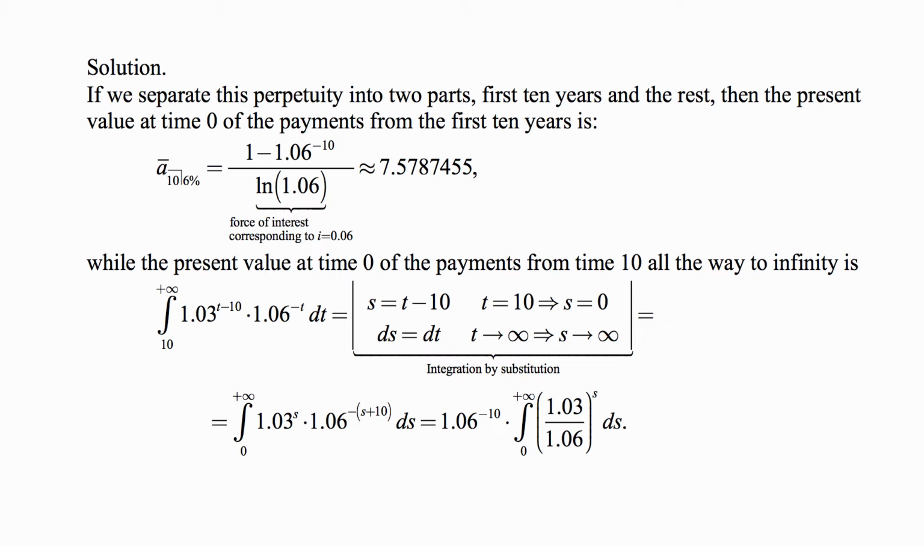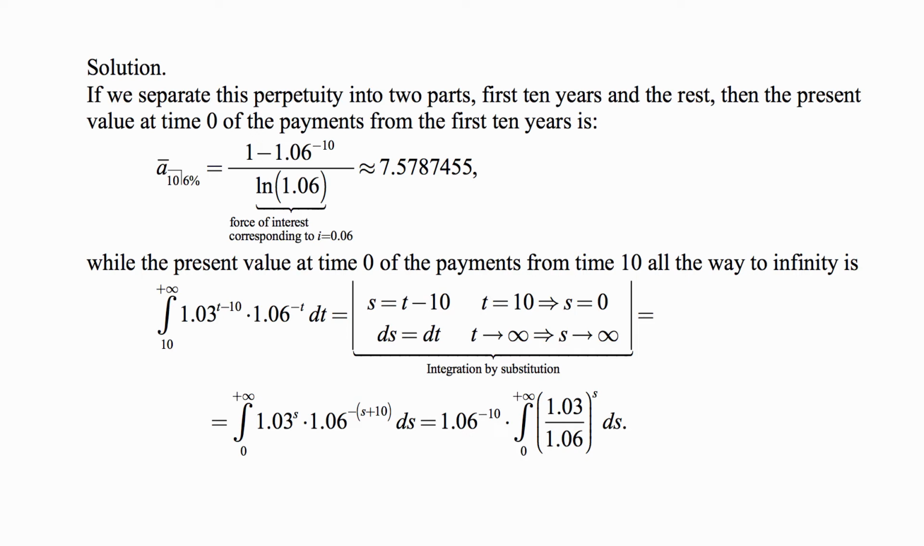So 1 minus v to the 10th is 1 minus 1.06 to the negative 10, but this needs to be divided by delta, and of course delta, the force of interest, corresponding to the interest rate of 0.06 or 6%, is the natural logarithm of 1.06. So once we write this all out, we can calculate that this is approximately 7.5787455, or 7.58 approximately.